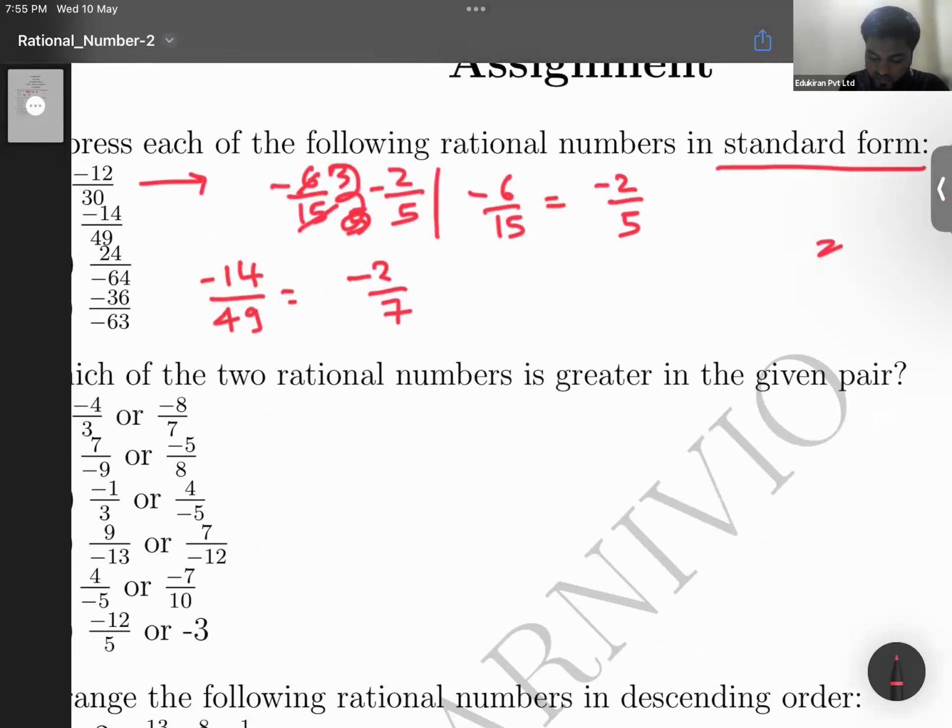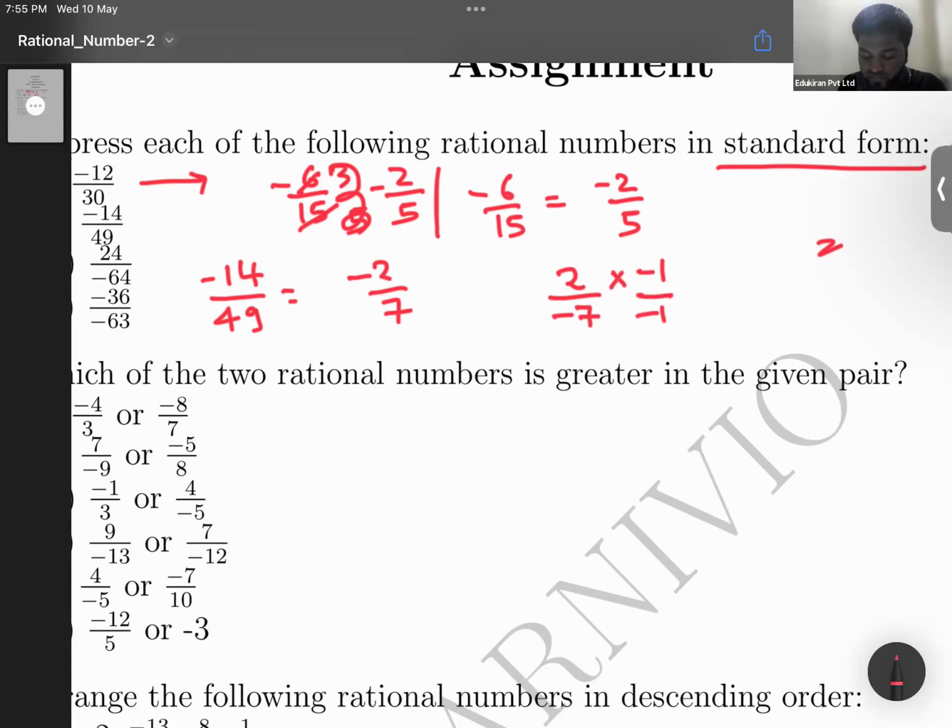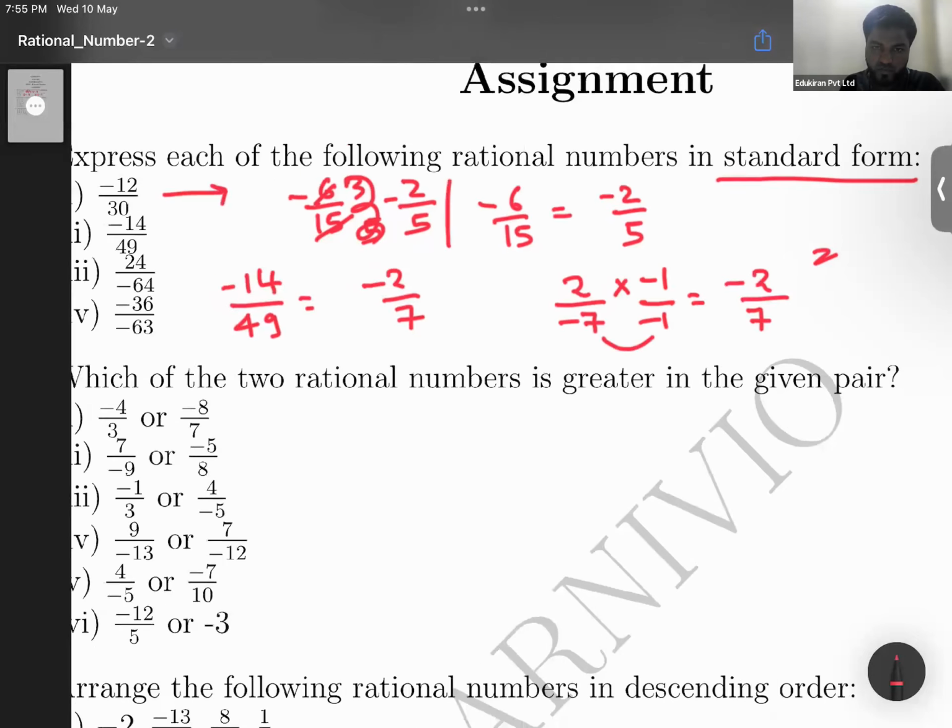Now, in case you have got a value like this, if the denominator is in negative, how do we make it in standard form? We simply multiply the numerator and denominator by negative 1. That is minus 1. So it becomes minus 2, and minus 7 multiplied by minus 1, that becomes 7. Okay.